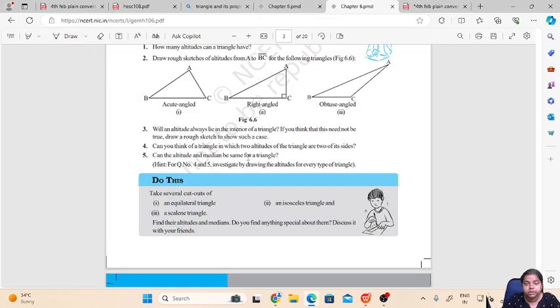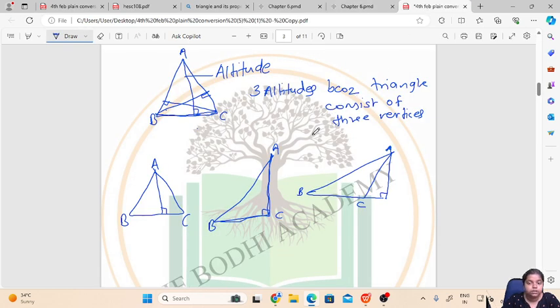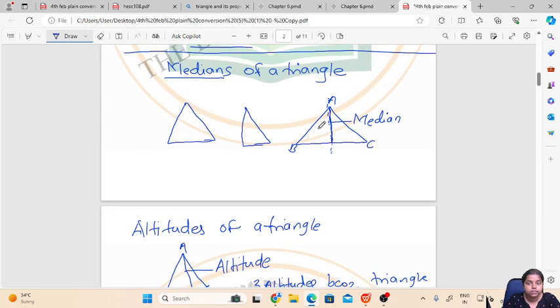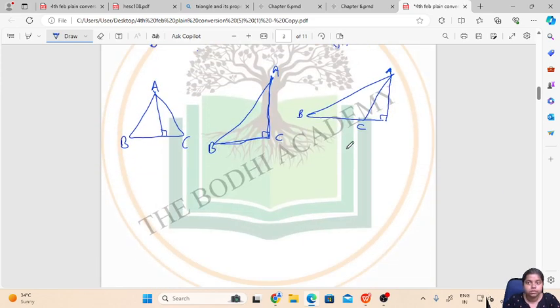Can the altitude and median be the same for a triangle? Yes, in the case of an equilateral triangle. Okay, suppose this is an equilateral triangle where all the sides are the same. In that case the median and the altitude can be the same. Here the median is to this middle point and the altitude is the same. Okay, so here both can be the same, the altitude as well as the median can be the same in the case of an equilateral triangle.